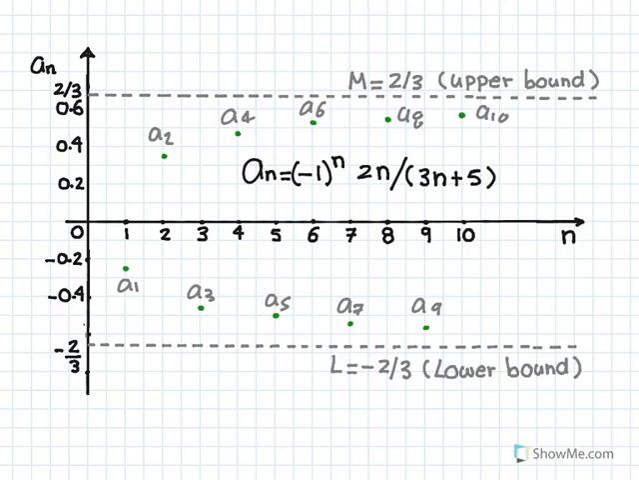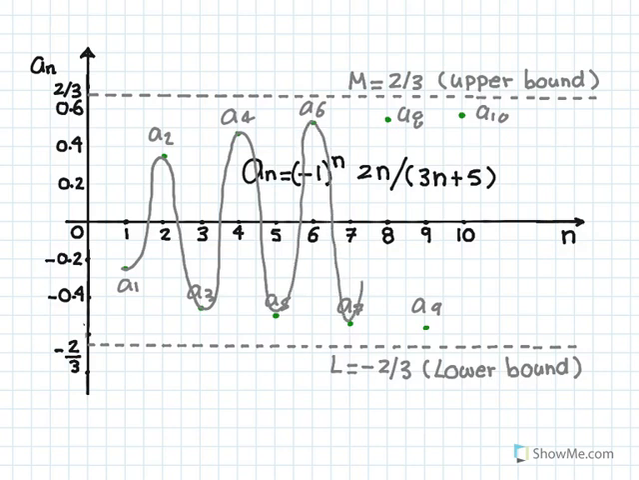Let's actually draw a curve through these sequence terms. So we have a1, a2, a3, a4, goes through a5, a6, a7, a8, a9, a10. So you can see how it's approaching. The even terms approach plus 2/3, the upper bound of 2/3, and the odd terms approach the lower bound of minus 2/3. This is a divergent sequence.